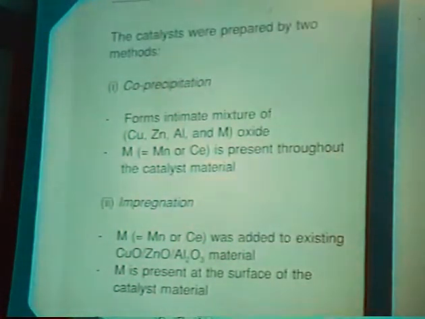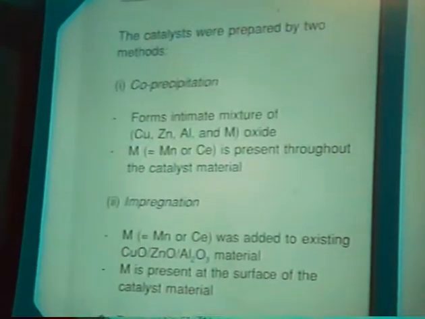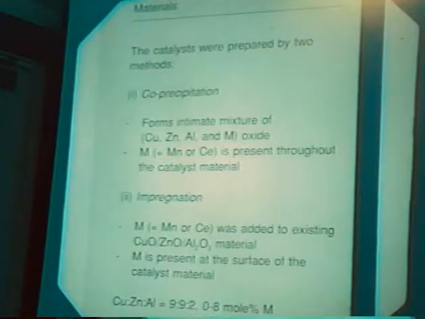Now, two methods were used for the catalyst preparation. One was co-precipitation. The co-precipitation technique has the advantage that you form this intimate mixture between the copper, zinc, and aluminium and the other components. And as we will see, there is some evidence that at least in one of the combinations the additive is very well dispersed throughout the bulk of the catalyst material. In the case of cerium, there's a little bit more evidence for surface segregation, but with manganese it's pretty well dispersed through the catalyst.